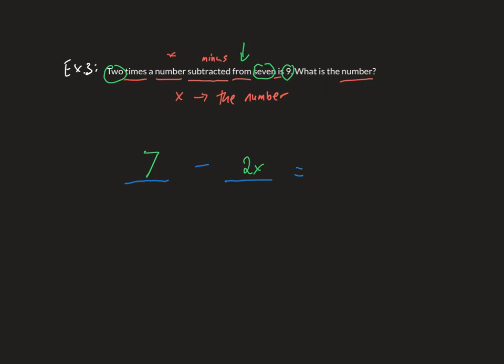That's equal to 9. Okay? So now we have our equation. Now I'm going to do this another way. I'm going to move the 2x to this side. I'll move the 9 to this side.